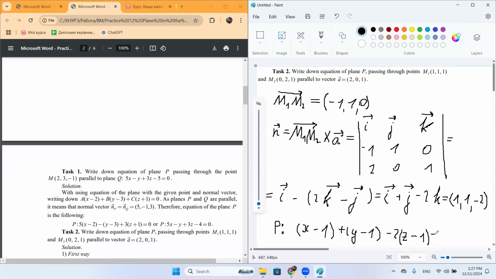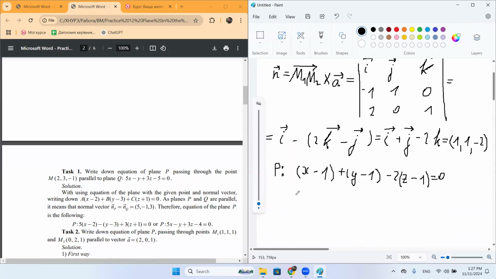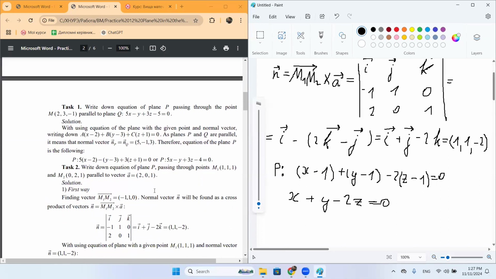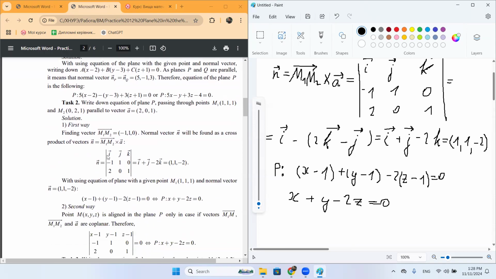Okay, and now let's expand. So x plus y minus 2z, minus 1 plus 2, equals 0. So this is the equation of the plane P. Any questions about such a solution? No questions. Okay. And we also have another way to solve it.